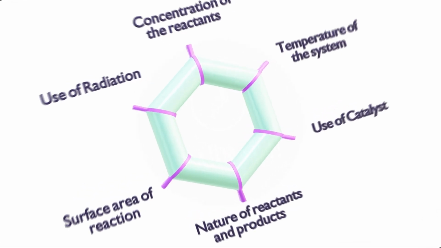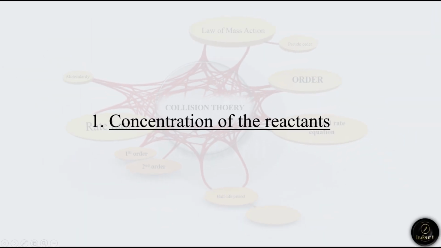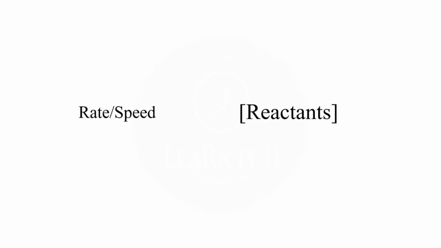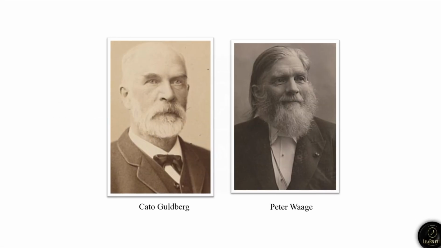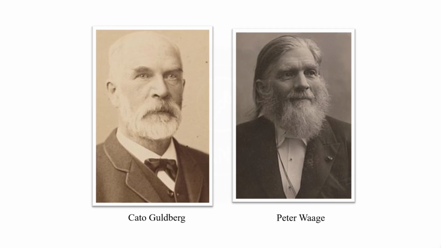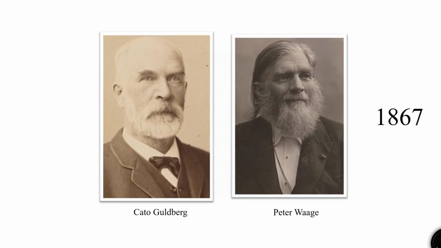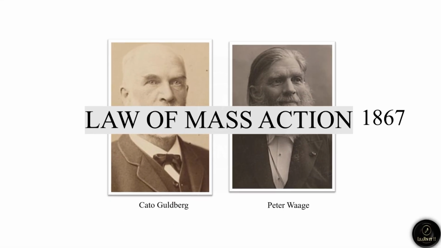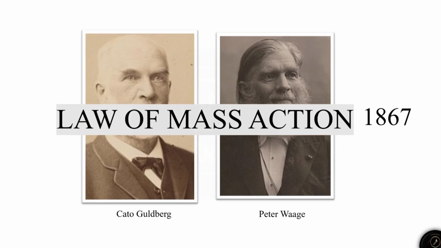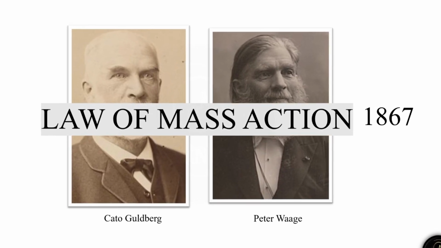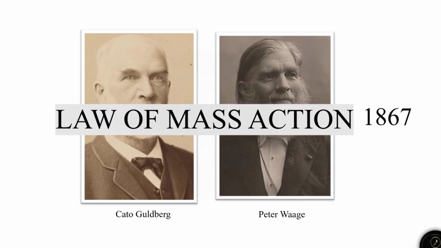So let's look at the first factor, that is concentration of the reactants. Here if we increase or decrease the concentration of the reactants, then the speed of the reaction can be changed. So let's look at how rate and concentration of the reactants are connected. It was first studied by Cato Guldberg and Peter Waage in 1867. They formulated a law called the law of mass action. This is the first law which connects the concentration of the reactants to the speed or rate of a chemical reaction.